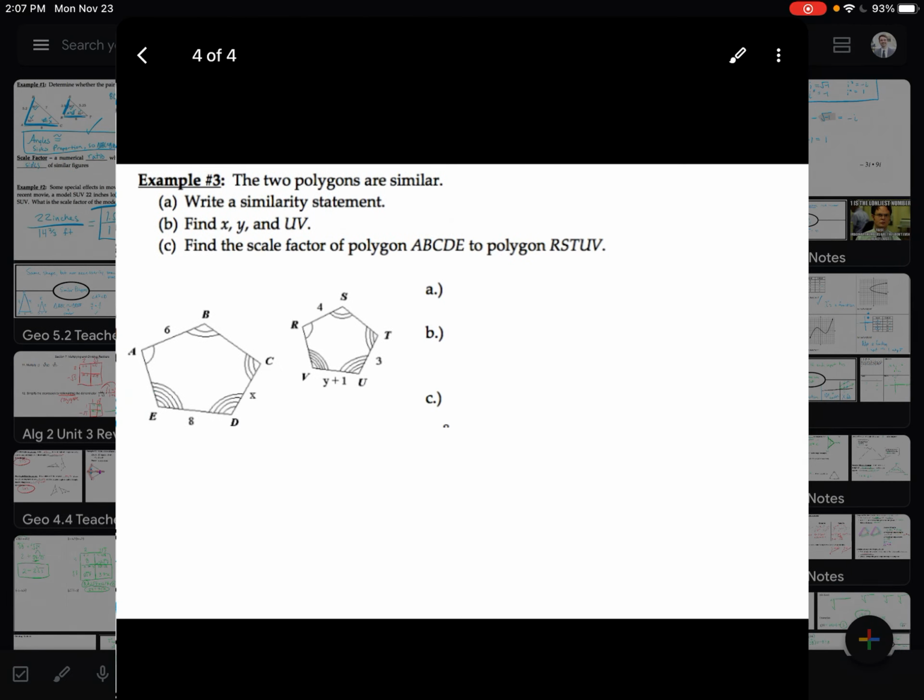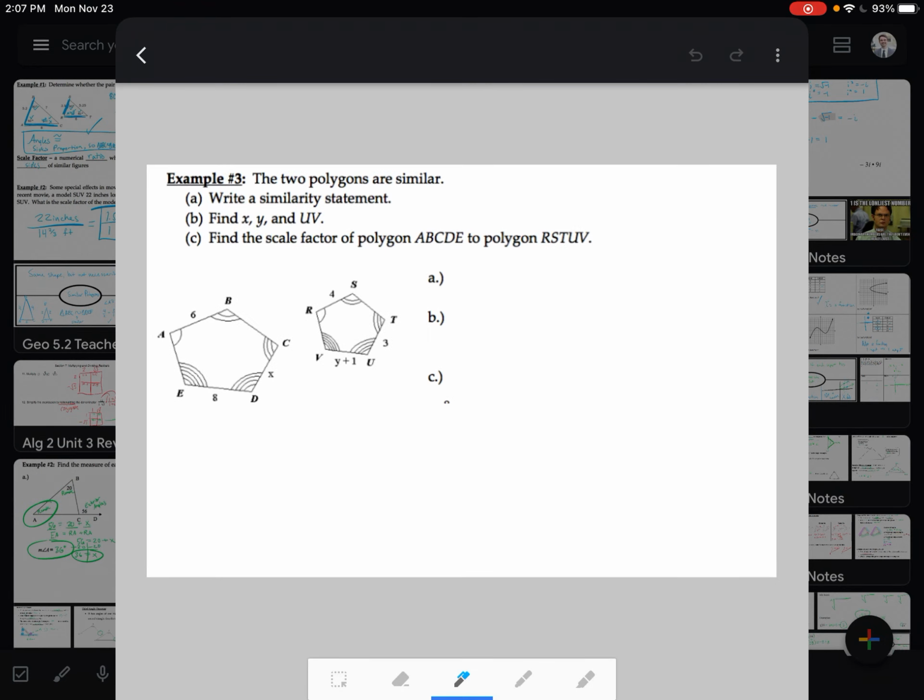All right, last question here to work through today is our third example. 2 polygons are similar. So first, write a statement. So again, we got to match these up. So angle 1, 2, 3, 4, and 5 to angle 1, 2, 3, 4, and 5. So we'll say pentagon ABCDE is similar to pentagon, and again, got to match up A, which is angle 1, with angle 1 over here, which is R, and then keep going, STUV.